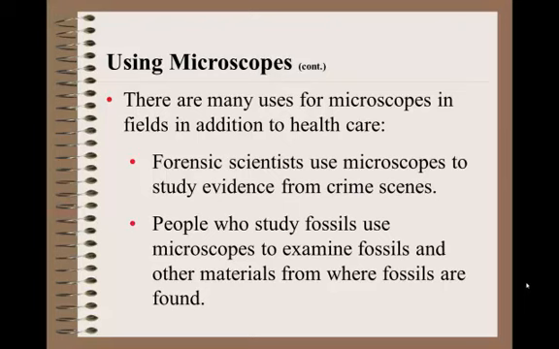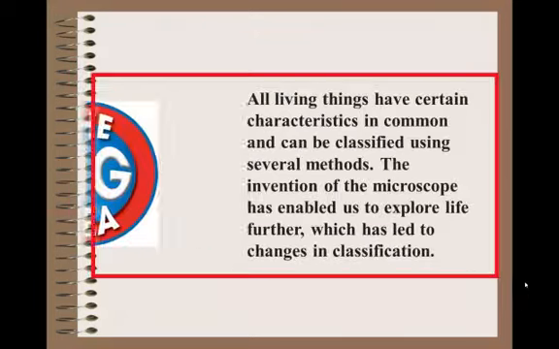Using microscopes, there are many uses. Forensic scientists use them all the time to study evidence from crime scenes. They also have comparison microscopes, like for ballistics, to match up the striations on bullets. People who study fossils use microscopes to examine the fossils and other materials from where the fossils are found. So they're used by all different kinds of sciences.